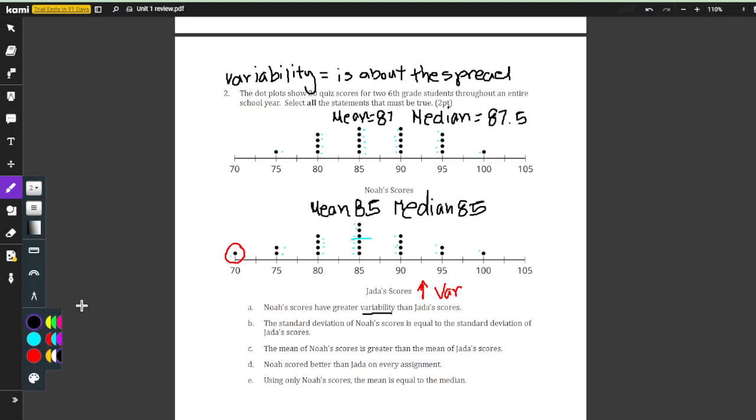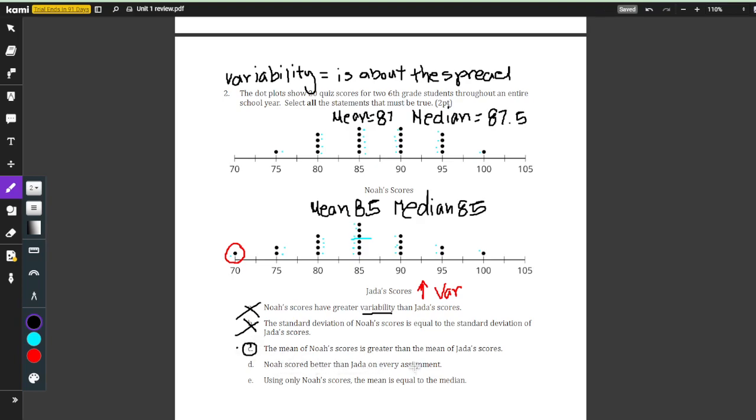And so that's why we know that A is going to be incorrect here. Standard deviation of Noah's score is equal to the standard deviation of Jada's score. We just said no because the standard deviation is variability. So these two tie in together. That is incorrect. We know it's about 5 points. Okay? The mean of Noah's score is greater than the mean of Jada's score. We just did that. The mean is higher, so we know that this is correct. So, yes, we're going to circle C.